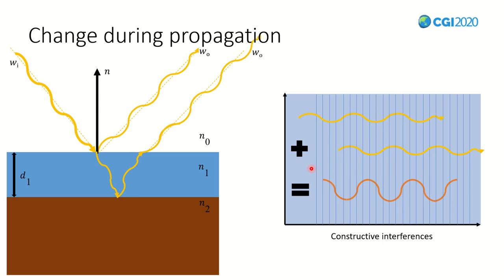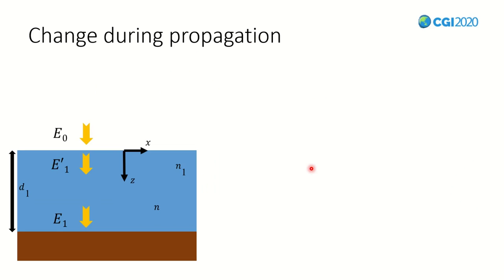So now, in order to model that, let's look a bit closer at what's happening in the interface right here. So we can say we have three waves. One, E0, that is propagating forward just before the interface. We have a second wave, E prime 1, that is the wave inside the first layer right after the interface. And we have another wave, E1, that is the wave after propagation inside our first layer.